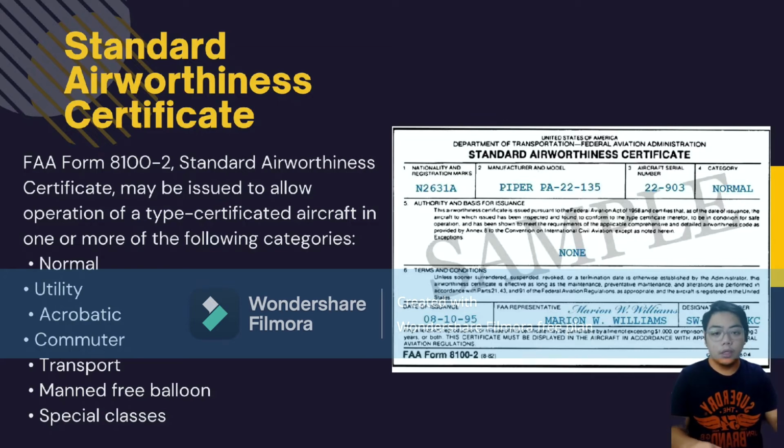So, as you can see, here is the sample of the standard airworthiness certificate. It has the nationality and registration marks, manufacturer and model, aircraft serial number, and the category. It also has the date issued of the certificate and is signed by the FAA representative with the designation number.